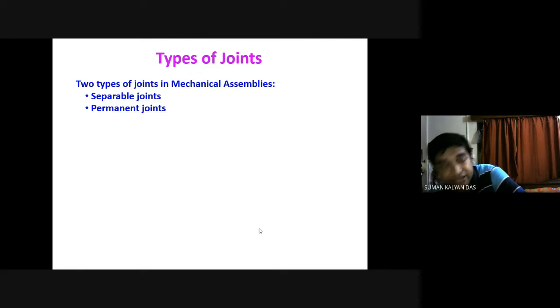Now, when I talk about the riveted joint, let me at the very beginning tell you about the types of joints that we encounter in mechanical assemblies. Broadly, they are separable joints and permanent joints. As their name suggests, separable joints are temporary joints which, when required, can be opened and dismantled easily. Permanent joints are difficult to dismantle. For permanent joints, you need to inflict some damage; unless you do, you cannot separate them. These are the two broad categories of joints that we use in mechanical assemblies.